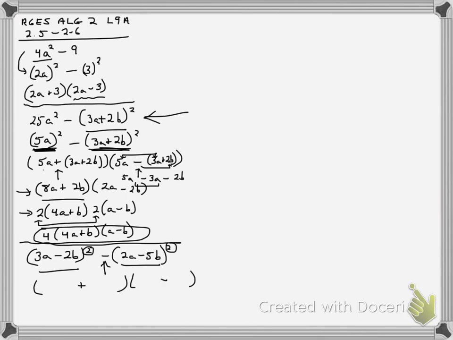What goes in this first? Whatever's in the first one here. 3a minus 2b. What goes in the second one here, whatever was up here. Ignoring this sign, right? Because we're dealing with the plus and the minus here. So just what's in the parentheses. Again, what's in the first group? 3a minus 2b.